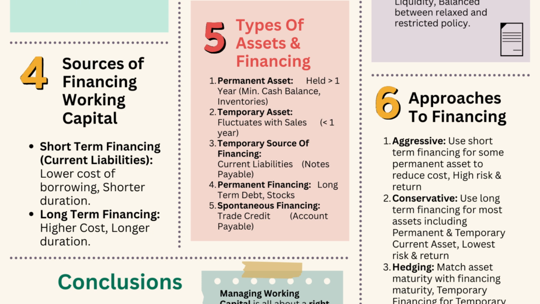On to the next part, which is types of assets and financing. The first one is permanent assets, which are assets that are held for more than 1 year. And then we have temporary assets that fluctuate with sales and are held for less than 1 year. We have temporary sources of financing, which are current liabilities, permanent financing, which is long-term debt and stock, and then we have spontaneous financing, which is trade credit.